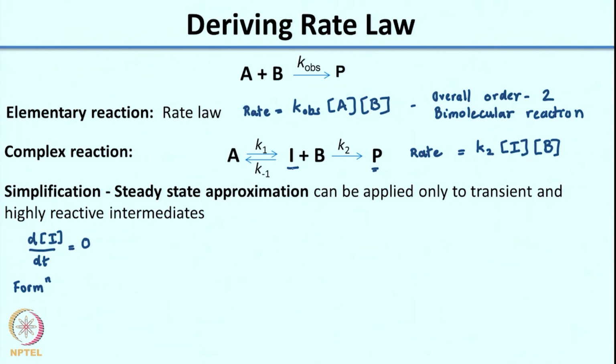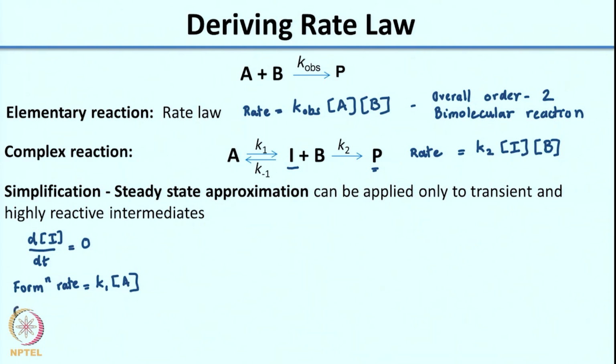A going to I is what leads to formation of I. And how do you mathematically represent this? So, the formation rate would be given by K1 times concentration of A. This is a basic application of whatever we had studied earlier, when we had looked at just an elementary reaction.